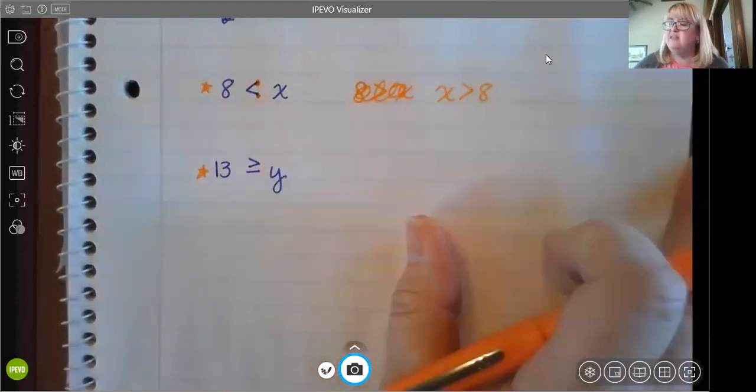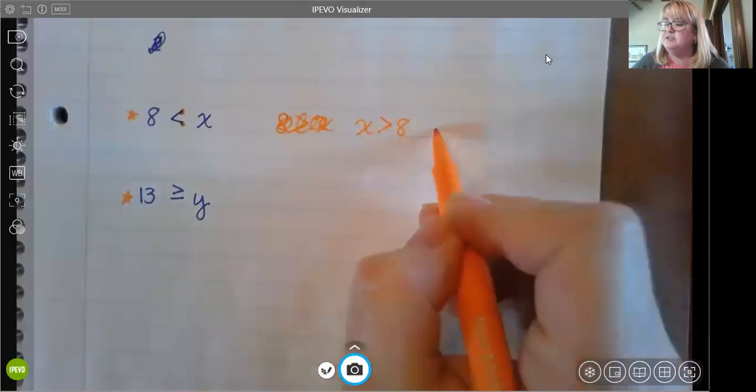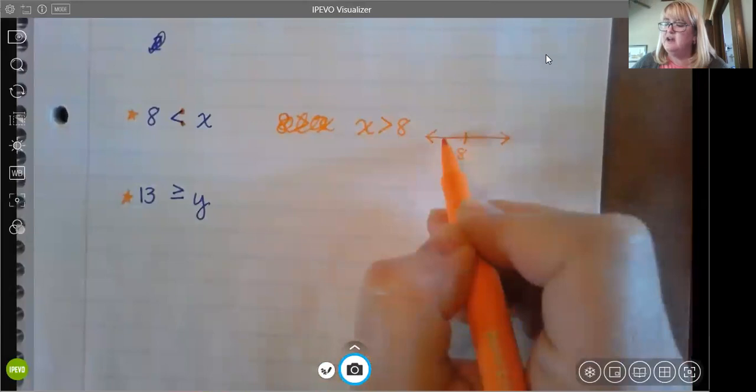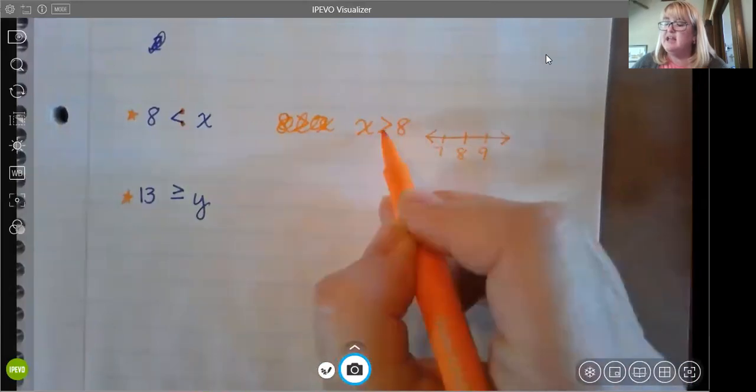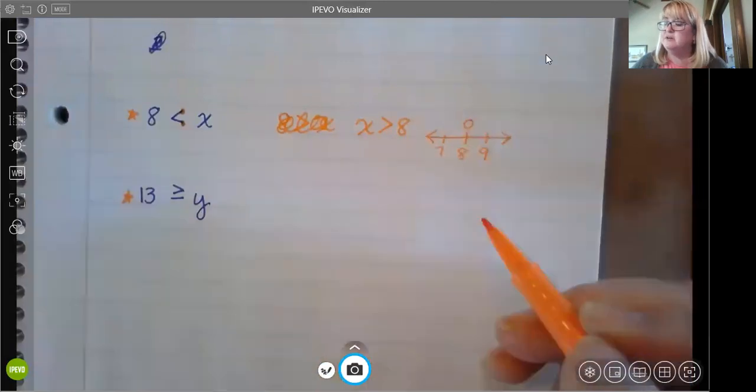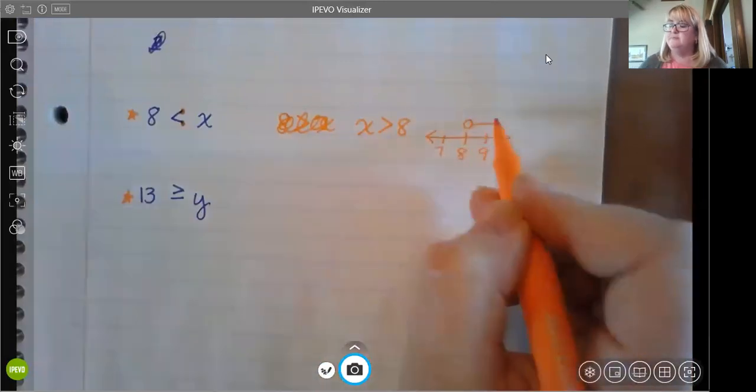Once I've got that, then it is fairly simple to graph the solution set. We've got the 8, 7, and 9. X is greater than 8. It does not include the 8, so open circle, arrow to the right.